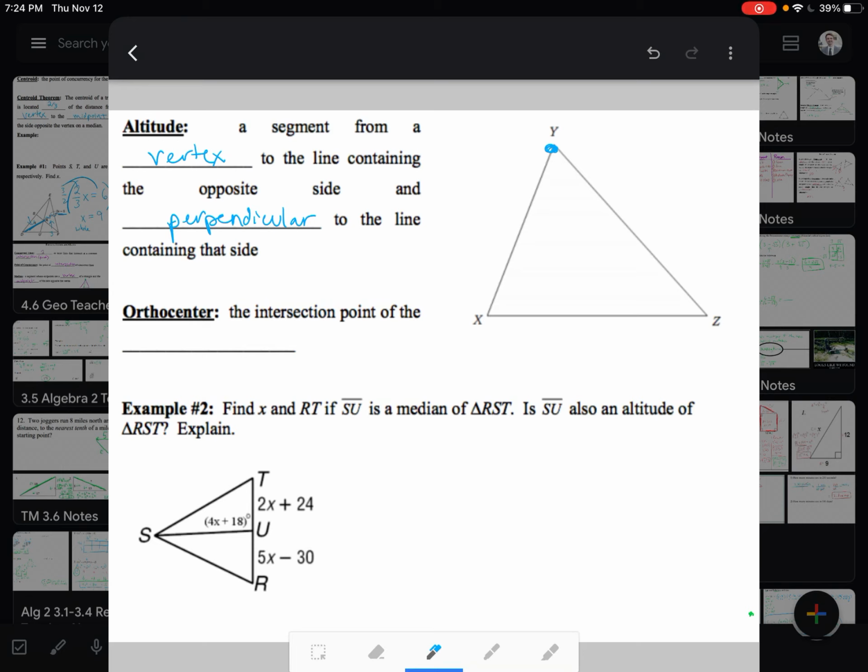Really, that's a fancy way of saying we don't care about splitting it in half anymore. We're just trying to draw this straight down so we can get a right angle. Perpendicular means 90 degrees. Second, orthocenter: this is the intersection point of the altitudes.